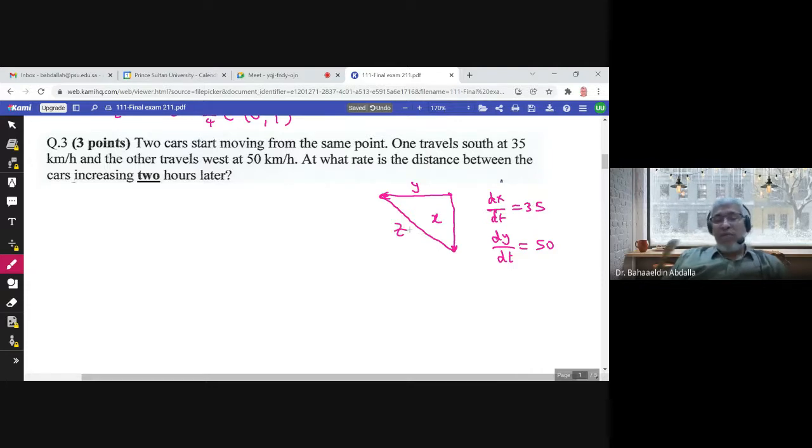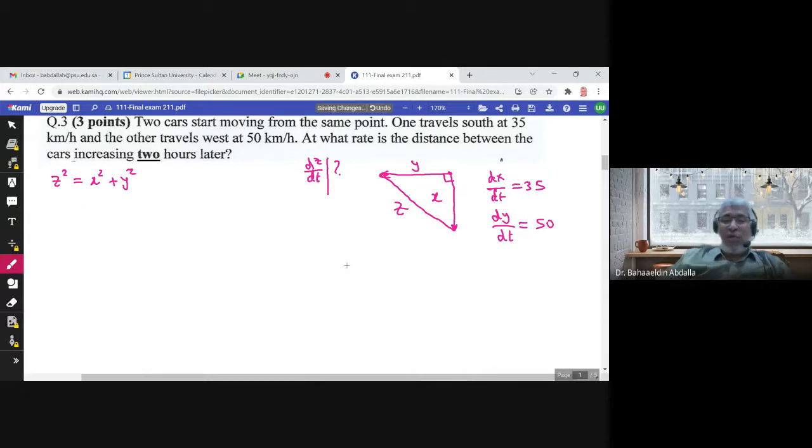So what is the relation between z, x and y? Because this is a right triangle, the relation is z squared equals x squared plus y squared from the Pythagorean theorem. At what rate is the distance between the cars increasing? So he is asking about dz by dt. And what is dz by dt 2 hours later? What happens 2 hours later?